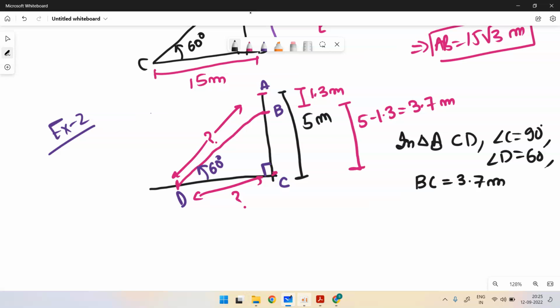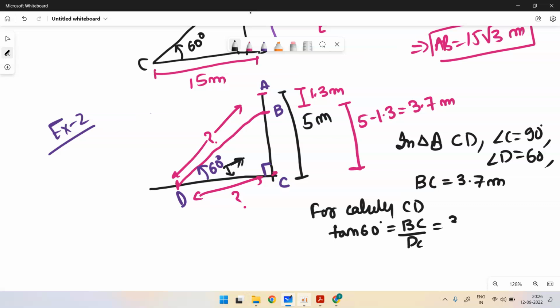Now for calculating CD, what is CD with respect to the 60 degree angle? That is with respect to this angle. This is my base and this is my perpendicular. So perpendicular by base is nothing but tan theta. So tan of 60 degrees is BC by DC.